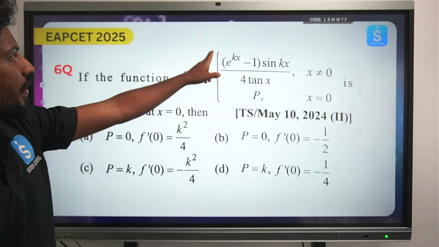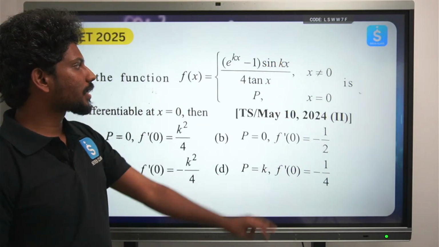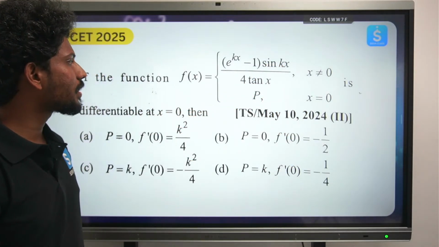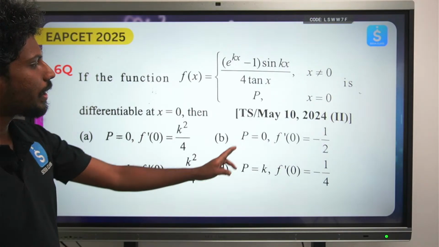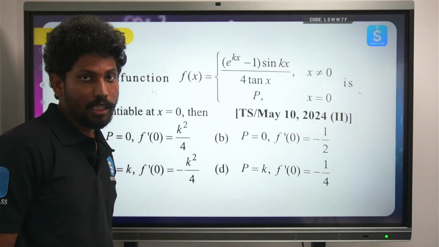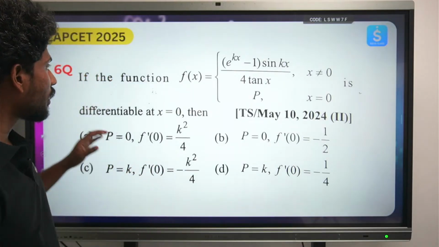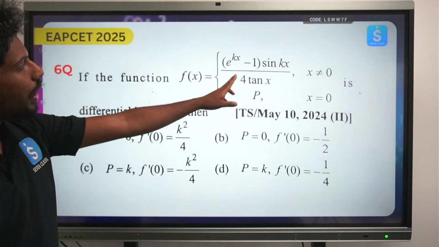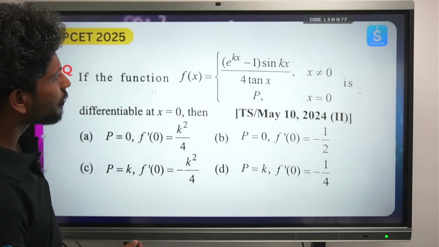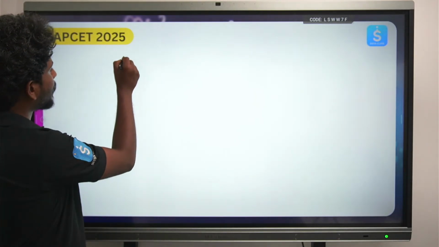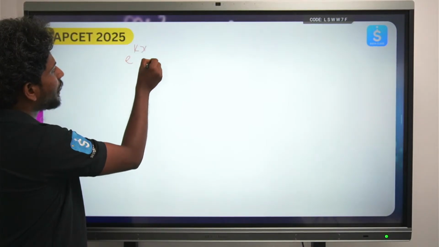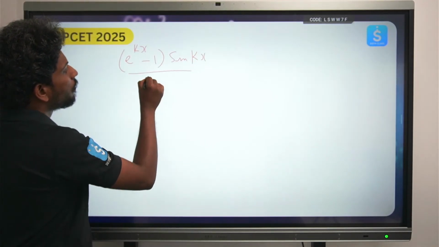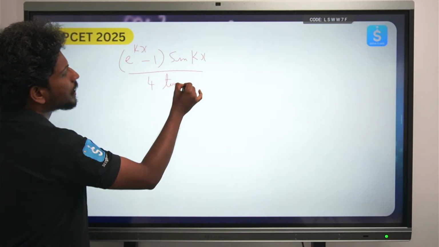If the function f of x equals e power kx minus 1 into sin kx by 4 tan x, and this is p for x equals to 0, what is the value of p and what is the value of f dash of 0? Two conditions are there, so we need to find the two values. First we need to find the value of p. How do we find the value of p? So let's first take this e power kx minus 1 into sin kx by 4 tan x, right?